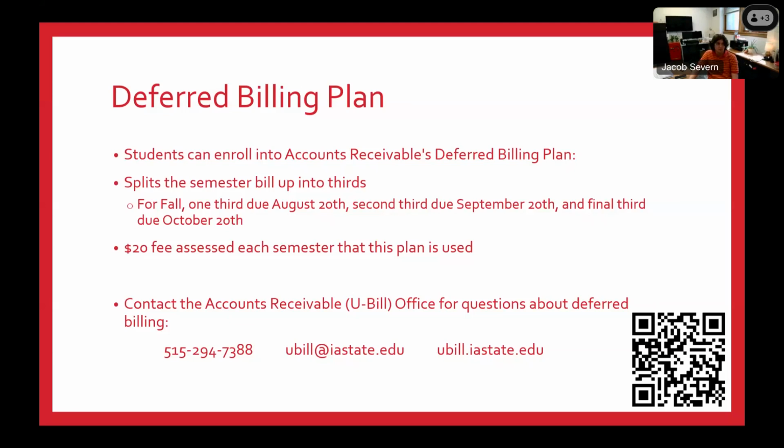And what that deferred billing plan is going to do is split up your semester's bill into thirds. So if you opt into the deferred billing plan for fall, that deferred billing plan is going to look at the anticipated payments. So if you have anticipated payments of financial aid expected to disperse, it's going to subtract the expected financial aid that's going to disperse and split up the remaining payment into thirds. That 1/3 will be due on August 20th. The second third will be due on September 20th, and that final third is going to be due on October 20th if students enroll into the deferred billing plan for the fall 24 semester.